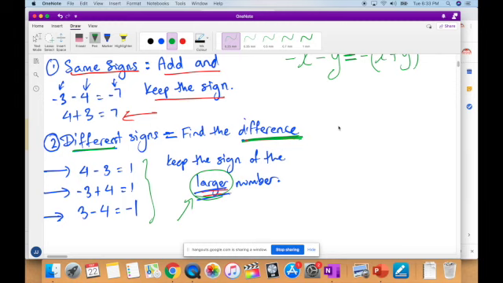For different signs, let's just say I have x minus y. These two have different signs: this is a positive x and this is a negative y. What you do is find the difference, x minus y, and keep the sign of the larger number. So you keep the sign, but then you have to state if y is greater than x.